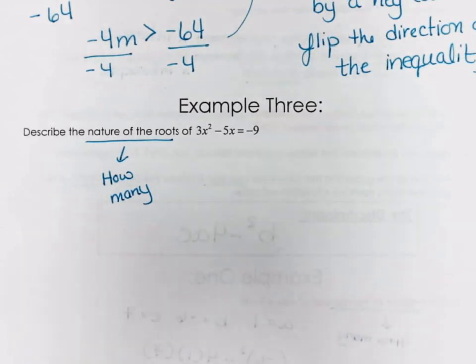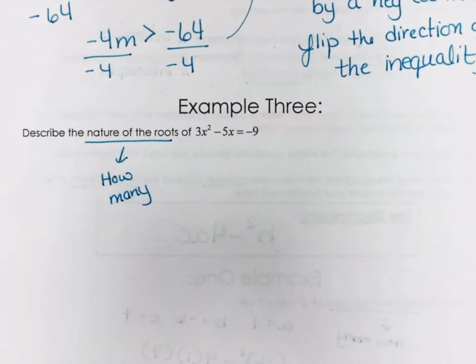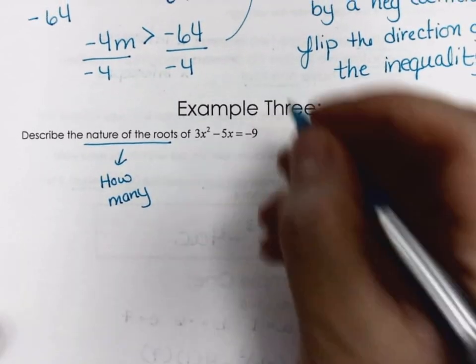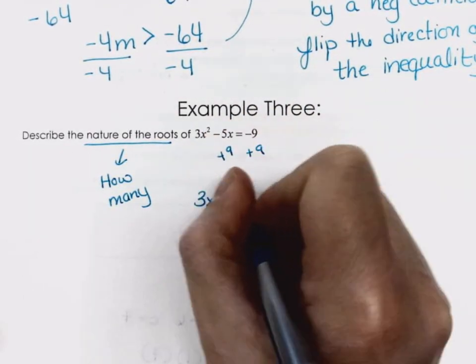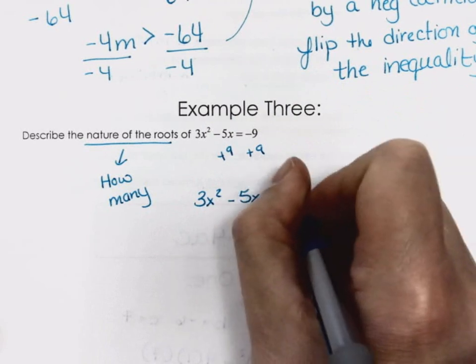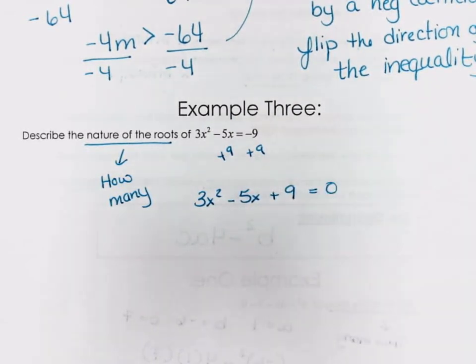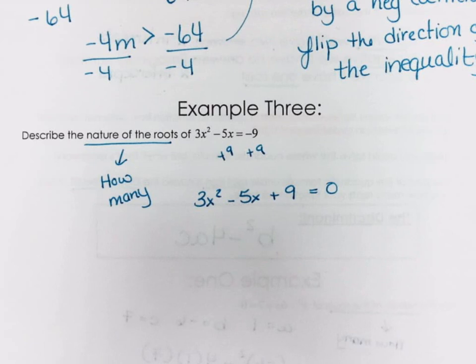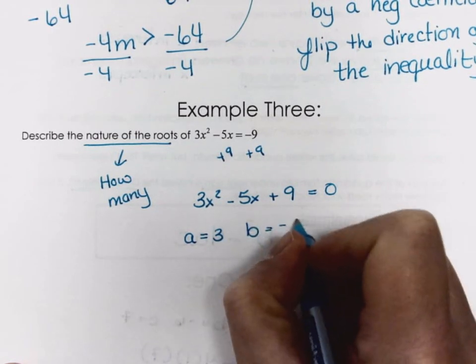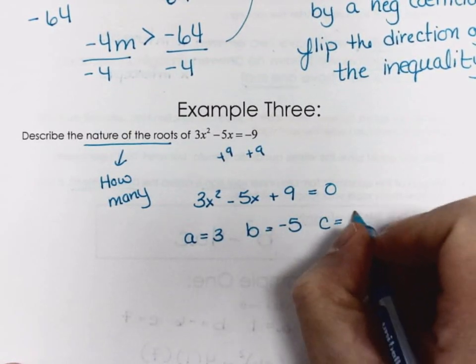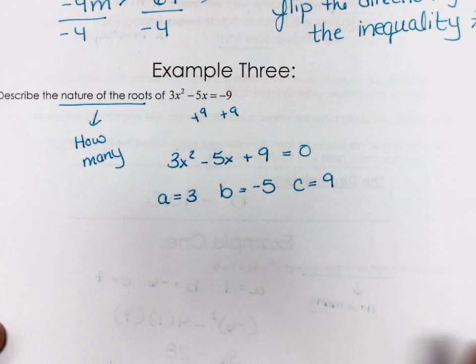And before I can do anything, before I can pick my A, B, and C, it has to be equal to 0. So I have to add 9 to both sides. So I'm going to have 3x squared minus 5x plus 9 equals 0. So I have to have it equal to 0 before I can do my quadratic formula, before I can do my discriminant. So my A is 3, my B is -5, and my C is a positive 9.